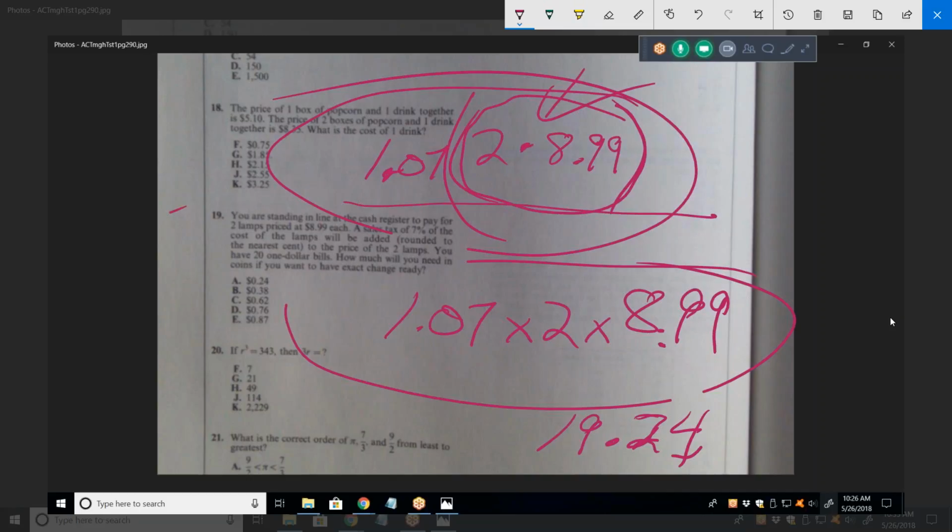So read the last question, read the last sentence, figure out what they're asking. It's also a deceiving question. Here, let me give you a hint. I'm going to cross that off. That's totally unnecessary. Okay. How much do you need in coins if you want to have exact change ready? Look at all your answers. They're not asking you how much change you'll get back if you give them the $21 bills. That's not what they're asking.